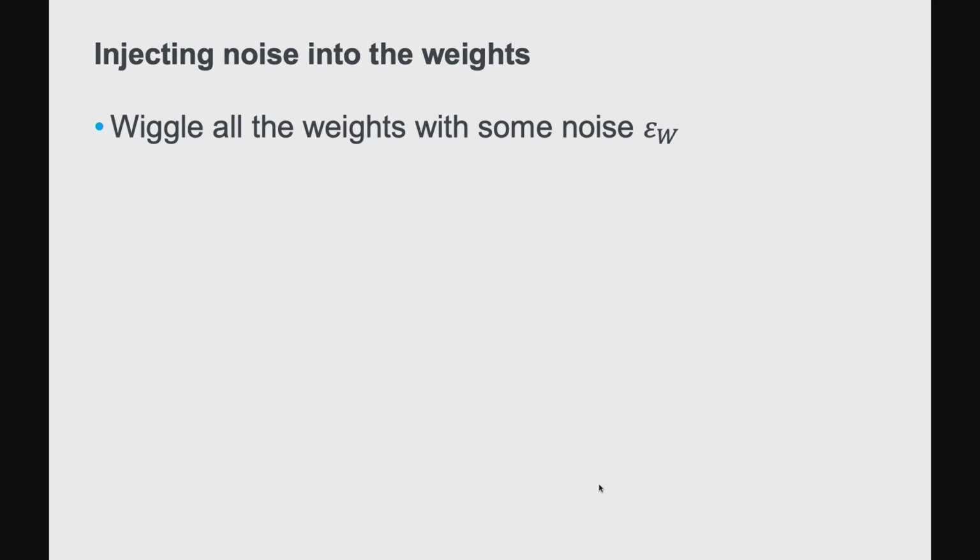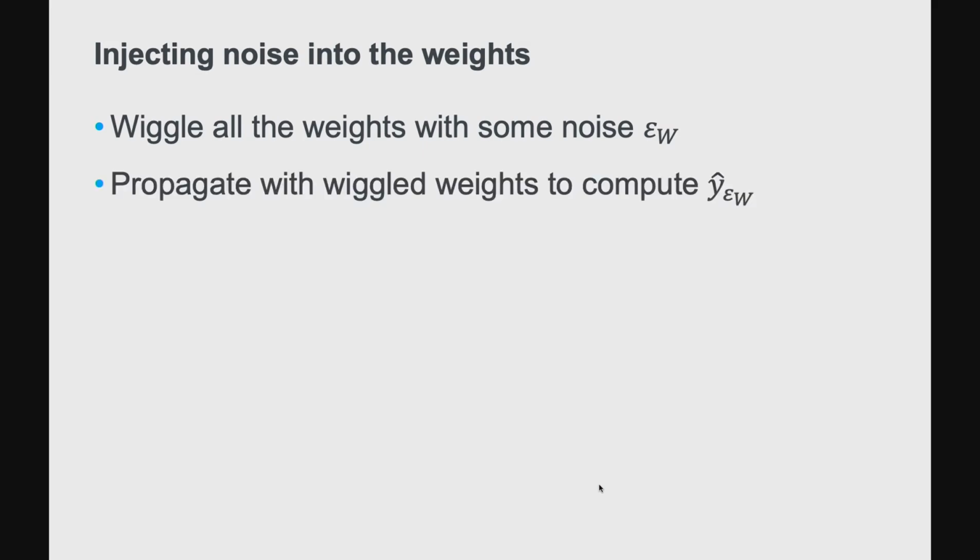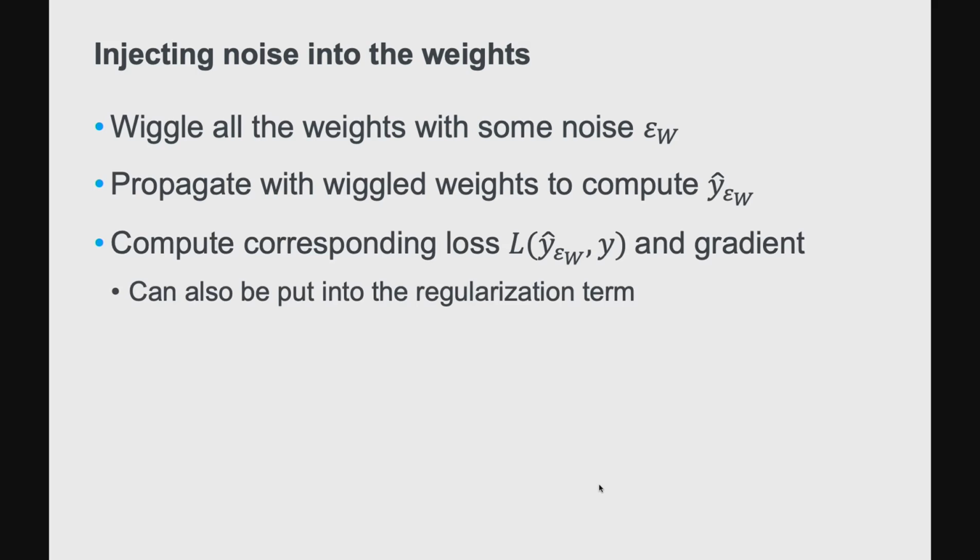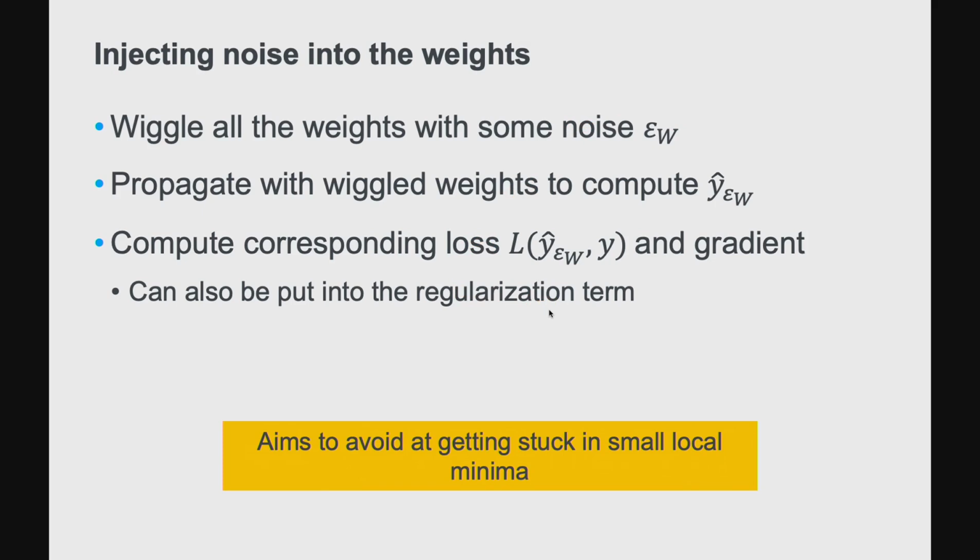Another regularization possibility is to inject some noise into the weights. So you wiggle the weights with some noise and then compute the corresponding loss and the gradient. And well, we could put this also in the regularization term. Again, one of the effects is that when you just wiggle a bit and you're stuck in a local optimum, because of the wiggling, you can get out of this local optimum.